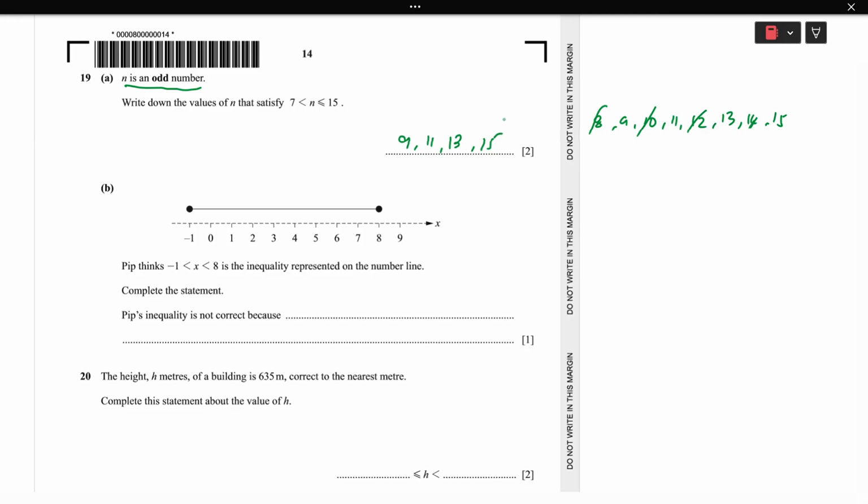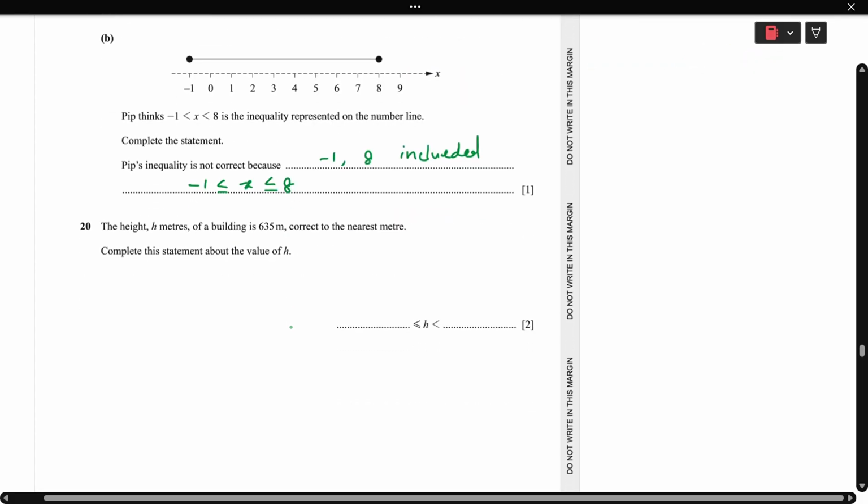Okay, so next, the B question. There is a line given, so Pip thinks -1 less than x less than 8 on the inequality number line, but complete the statement. Pip's inequality is not correct because -1 and 8 are included. That means we should write -1 less than or equal to x, the equal to sign should be there, and less than or equal to 8. That would be the correct answer.